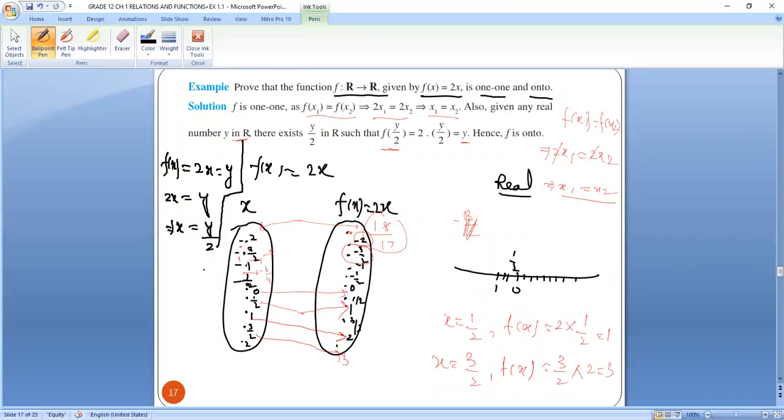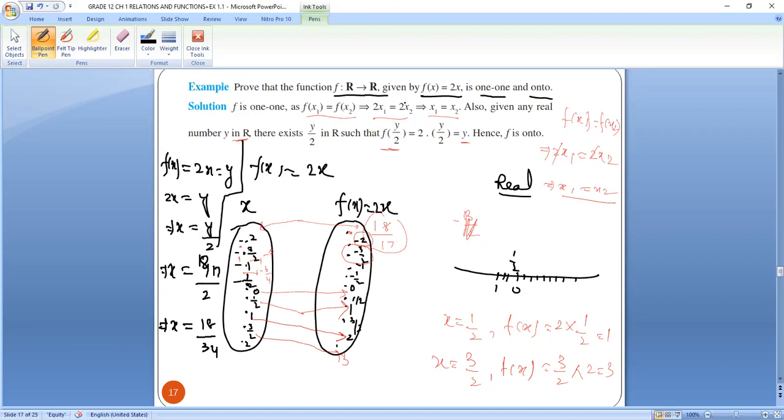If y, I just said, if y is 18 by 17, right, then what will x be? X will be 18 by 34. You put any value of y, meaning any point from the range, you will get x. That means it has a pre-image in the domain. Therefore the function is 1-1 and onto.